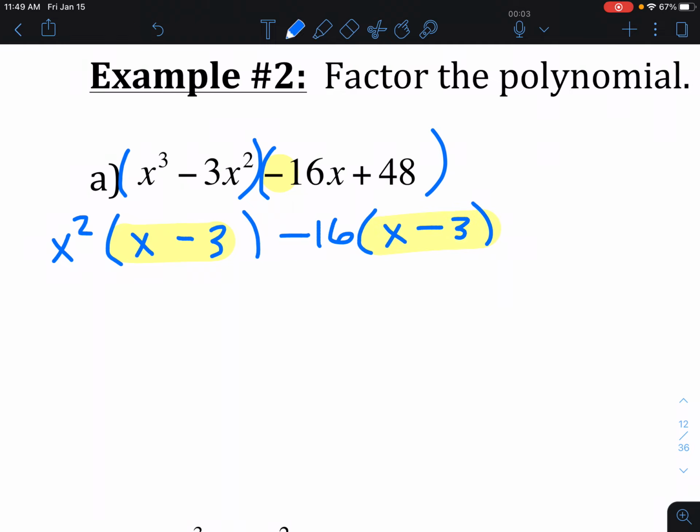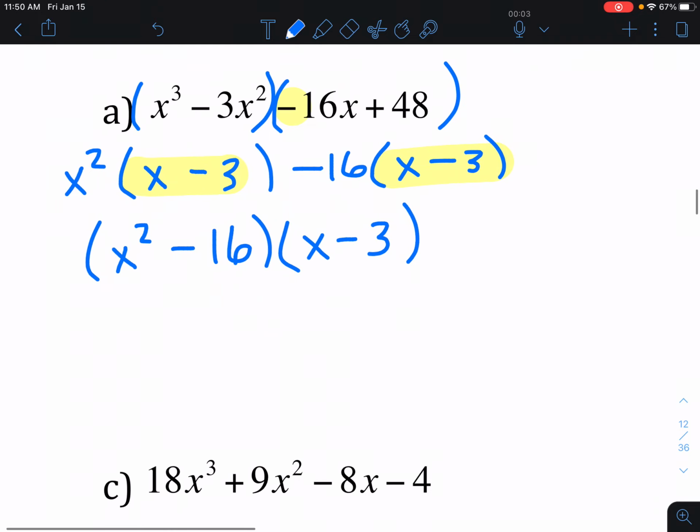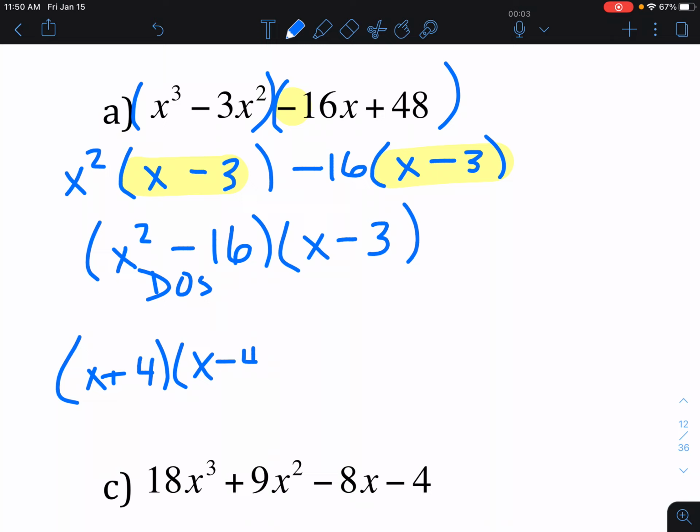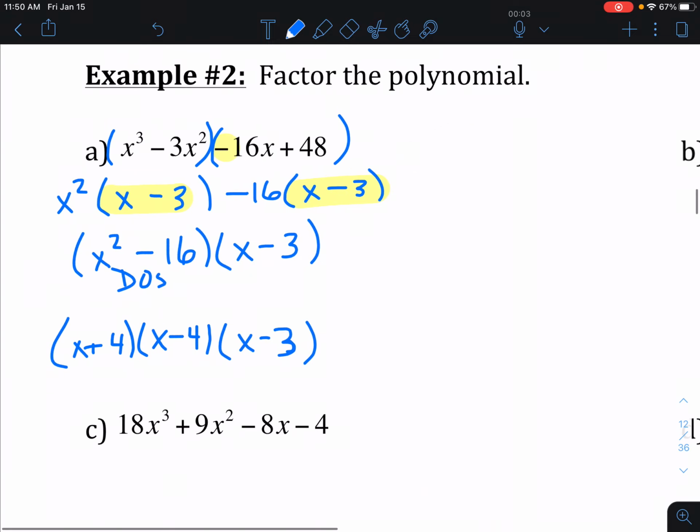So now we can go further and rearrange into 2 binomials. The one has the GCFs put together, the x squared minus 16, and the other has your matching x minus 3s. Now, as always, you do have to check to see if you can factor further. This guy here is actually a difference of squares. You can keep going there. X plus 4, x minus 4, and then bring down the x minus 3. And now it's completely factored.